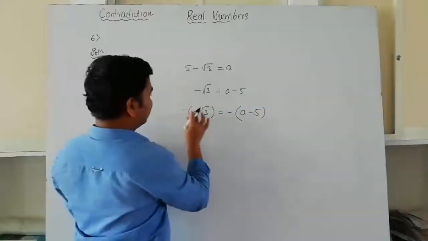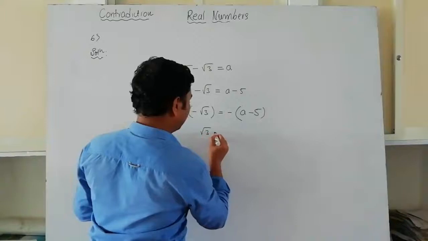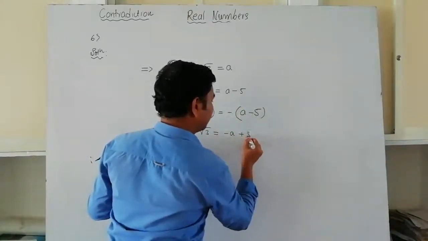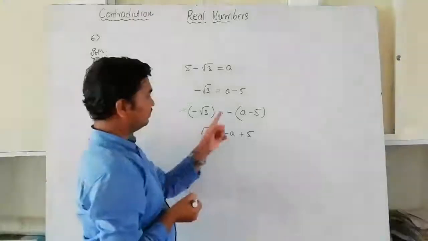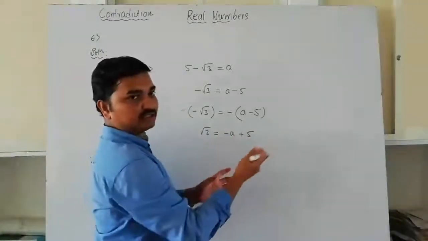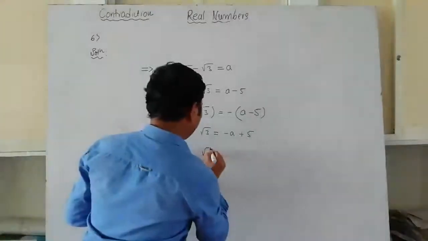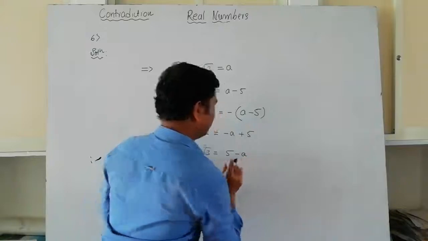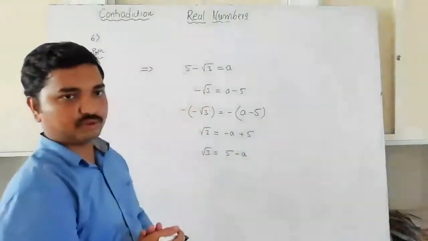Okay, so now minus into minus becomes what? Plus root 3, and after the multiplication, minus a and then plus 5. Minus into minus is plus, plus into minus is minus. Once again you can rearrange the terms on the right hand side. We always keep the positive number first, that's why 5 minus a. Okay, so this is the format of the second question.